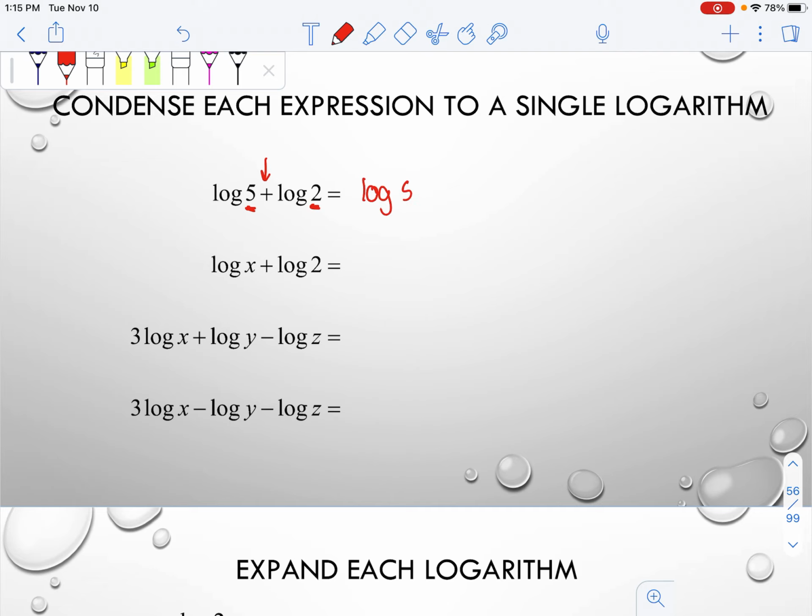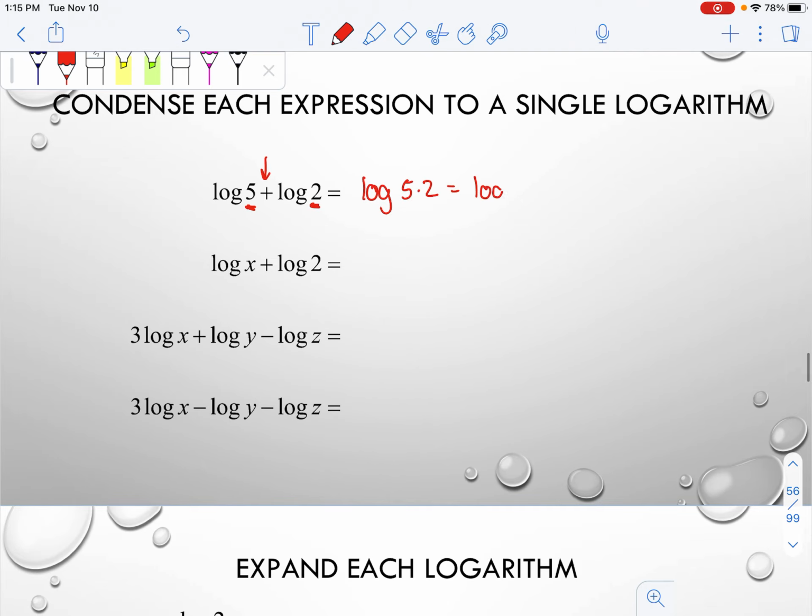All right, and you're not going to write 5 times 2, you're going to multiply it. So that's going to be log of 10. All right, so what is the base here? Remember, just a reminder, if there's no base noted here, it's always base 10. You do not have to put that there, but make sure you know it because you will use it in solving for the next lesson.